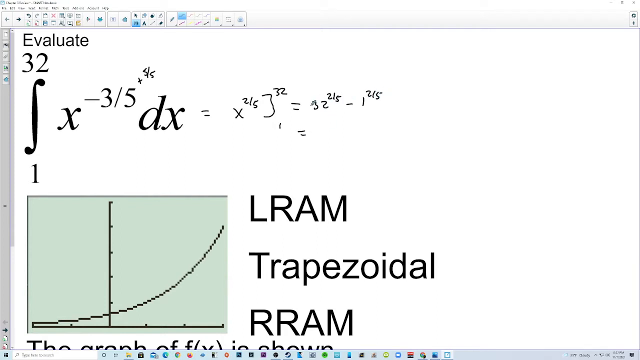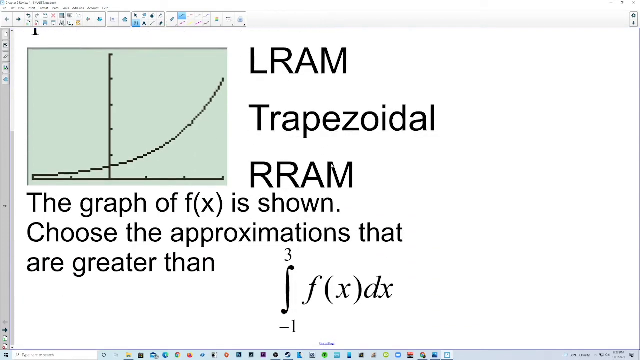And the way you evaluate 32 to the 2/5 without using a calculator is the fifth root of 32 is 2. So we try to do the root first to make the numbers smaller. And then we have minus 1, so that's 4 minus 1, and we get 3.